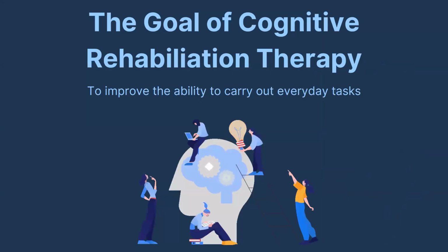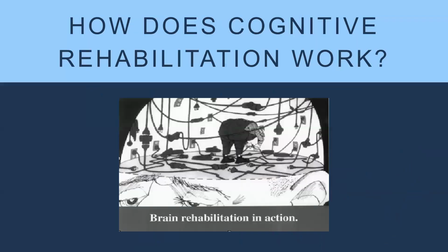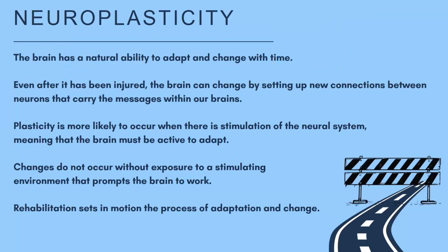The goal of cognitive rehabilitation therapy is simply to improve the ability to carry out everyday tasks, so it looks different for different individuals. How does it work? It's not quite as simple as this picture would appear, just plugging back in connections, but it works based off the concept of neuroplasticity. And that means that the brain has a natural ability to adapt and change with time.